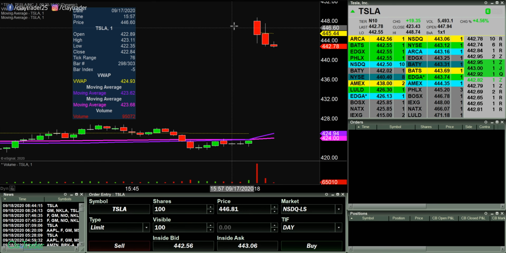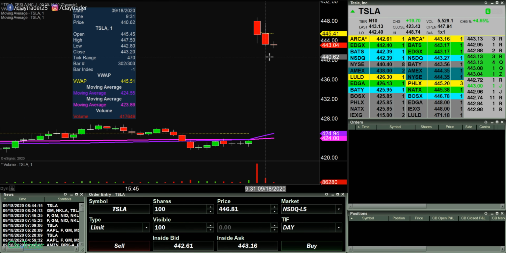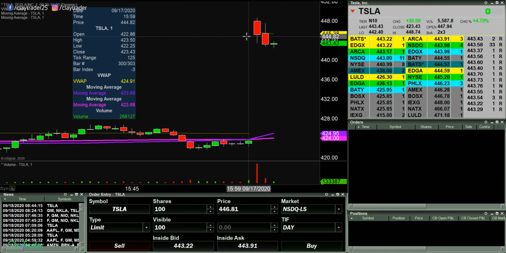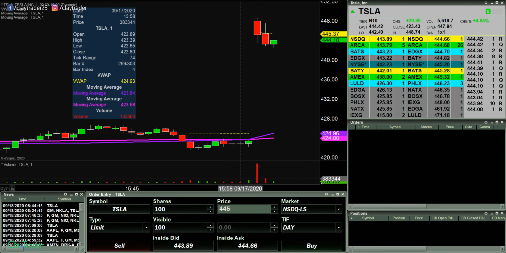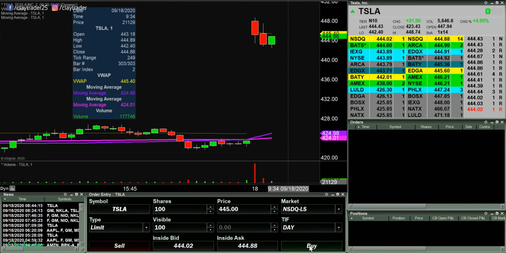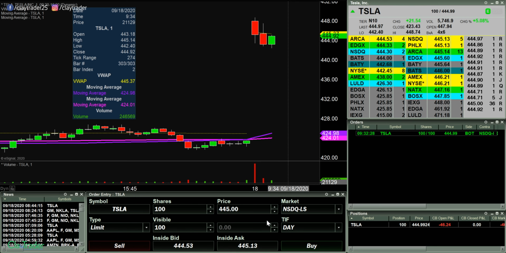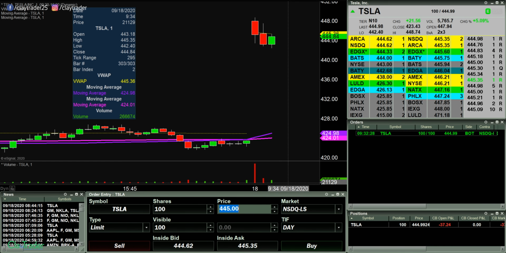You got to give credit where credit's due. Tesla, with all things considered, has done a good job of holding strong. 445, I like. Going to watch that as a potential entry point. Yep, SPY starting to bounce. In at 445.